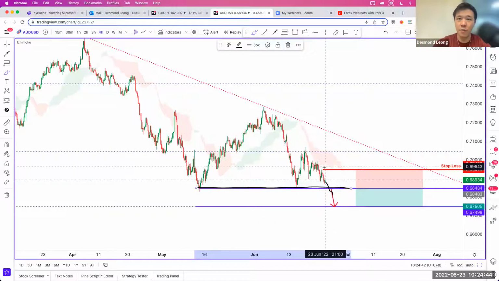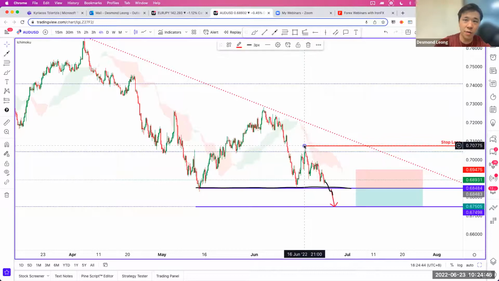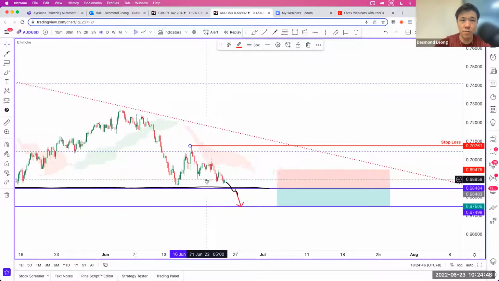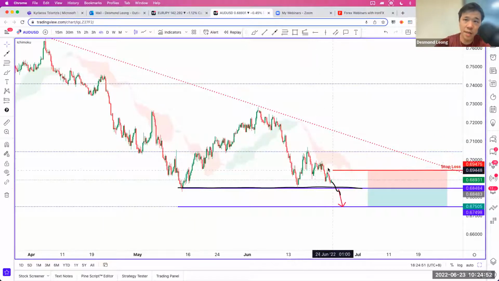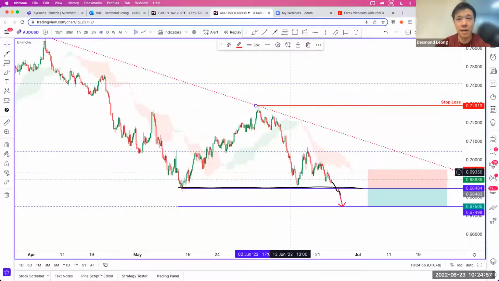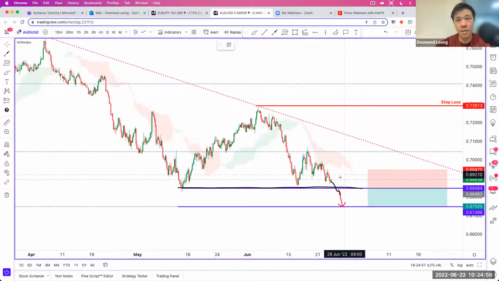If you want to put your stop loss over here, you need to explain why you put it over here. Oh, sorry, I zoomed it. Yeah, you need to explain why you put it over here. You put it here, you need to explain it. You put it here, you need to explain it, right? So imagine you put it over here. Then the people start to interrogate you.